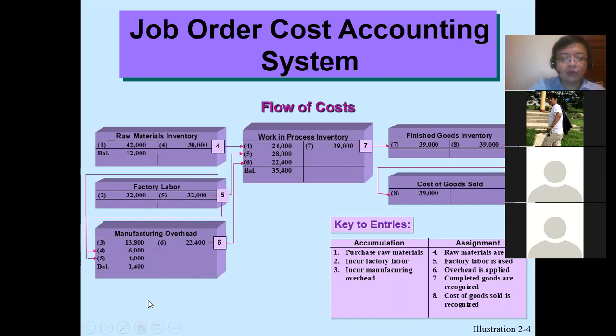Next meeting, I will show you the T account in terms of shortcut on how to record over and under applied factory overhead. All right.